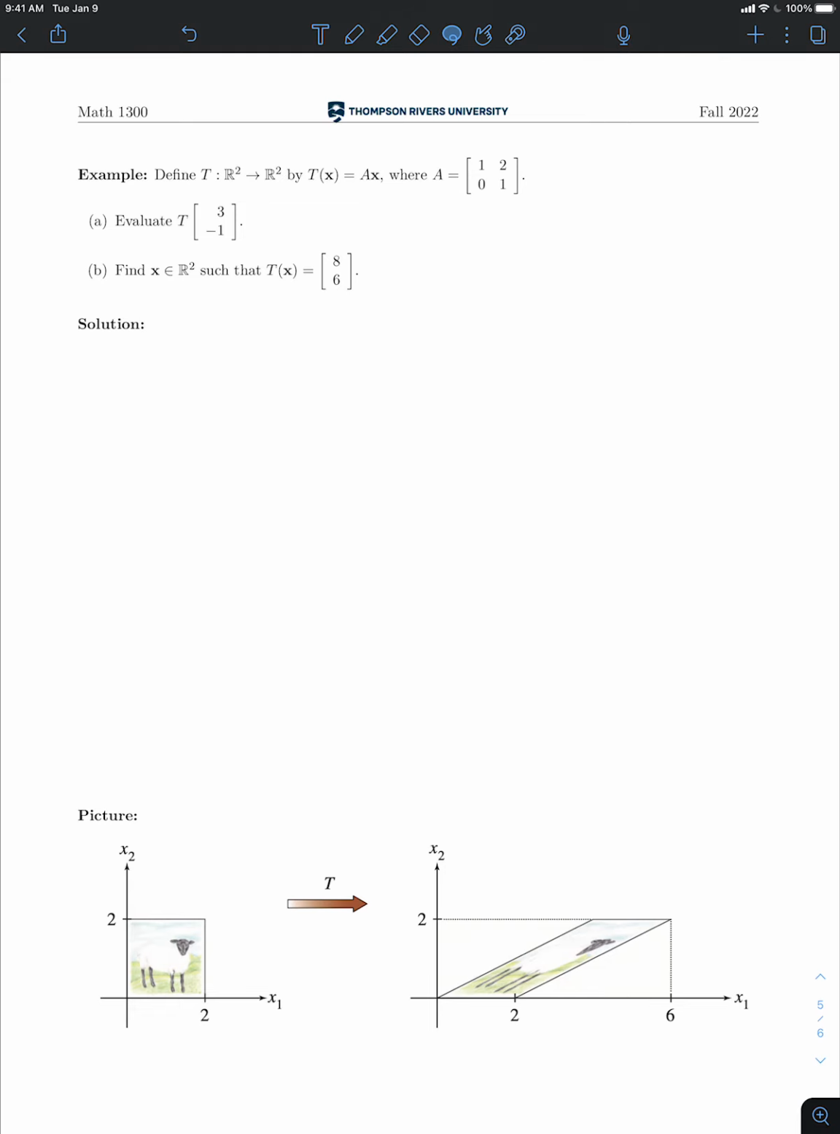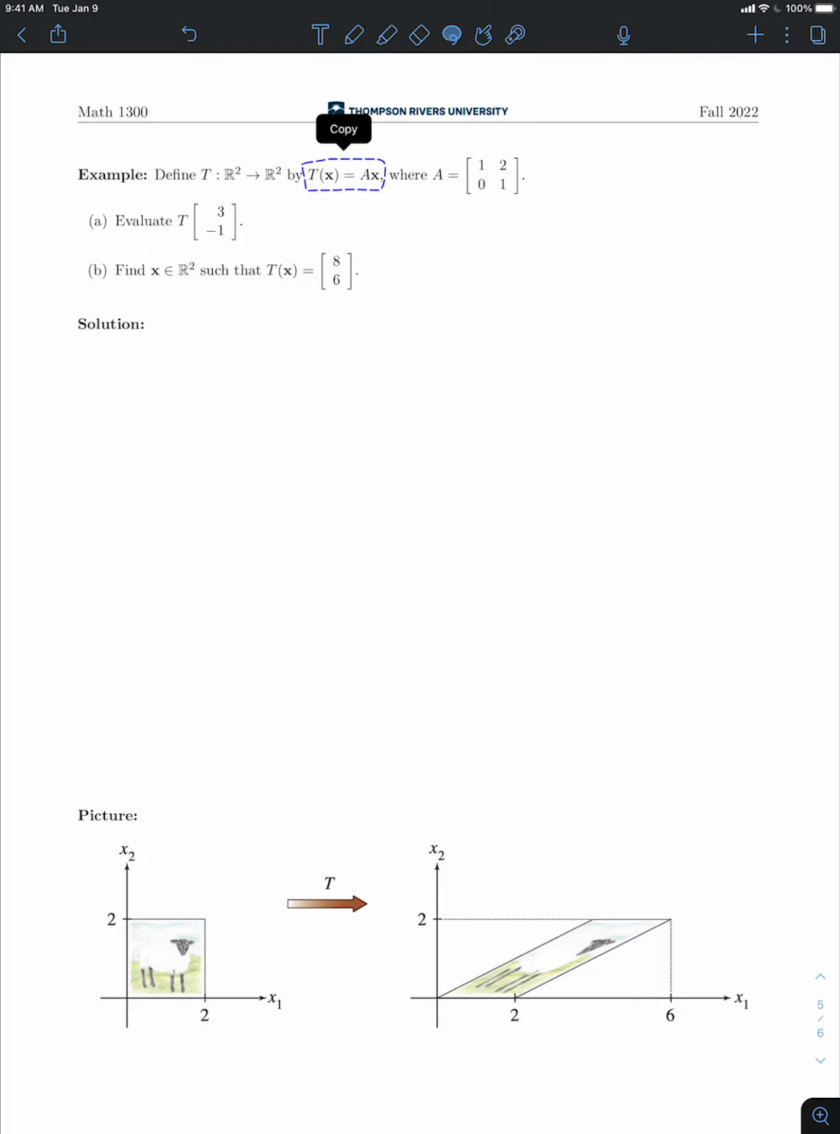All right, so here's an example of a linear transformation that's defined in terms of a matrix. We've got a 2 by 2 matrix A. That defines a linear transformation that goes from R2 to R2. So here's the header and here's the definition. To plug a vector x into T, just multiply it by the matrix A.